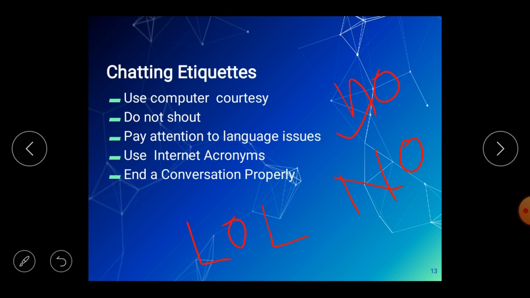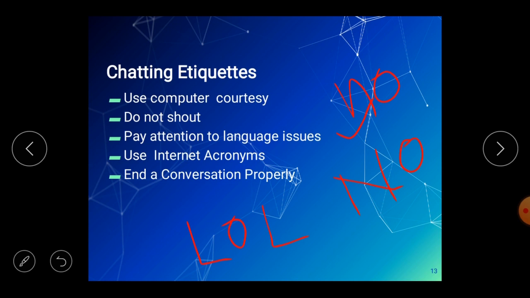The next topic is very important: end a conversation properly. When we are talking to someone, it is very necessary to end a conversation in a polite manner while chatting. If we are talking to someone, a proper ending message should be sent, like bye, it's over, or whatever you want to send.